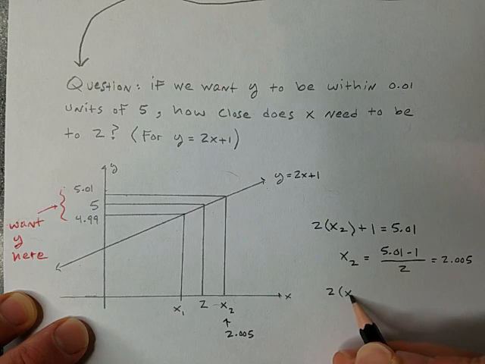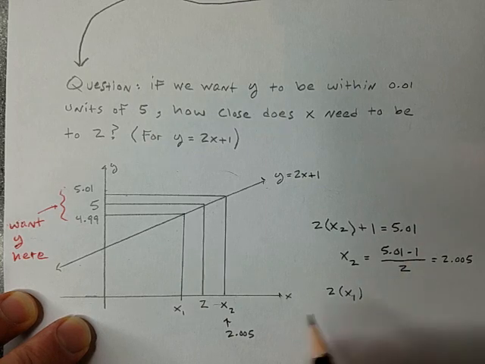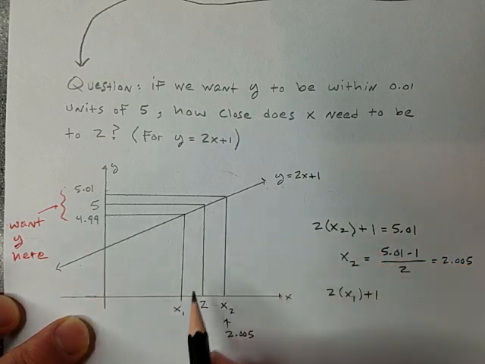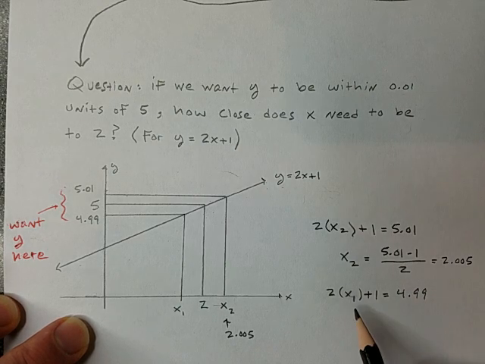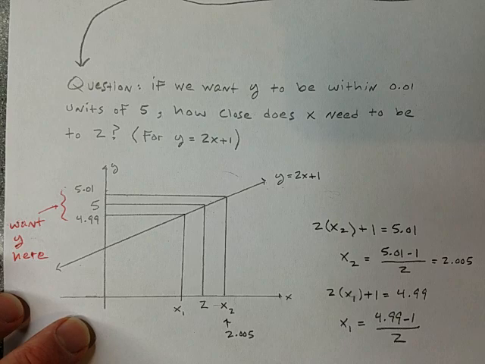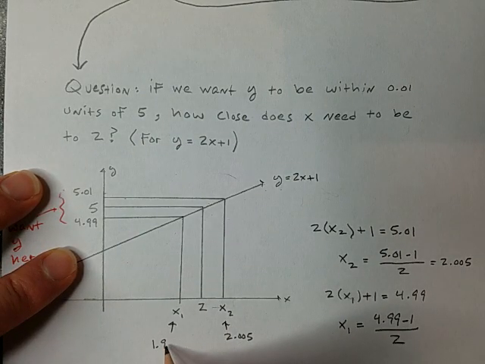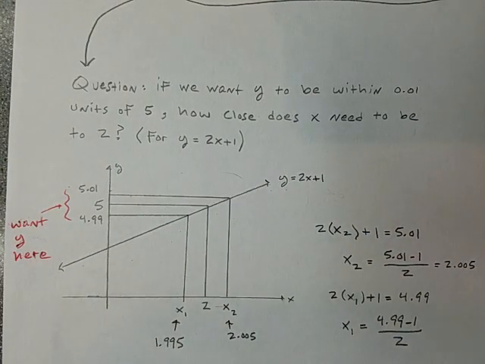So 2 times this number x1, 2 times x1, that number right there, plus 1, that will give me y to be 4.99. See how that's linked together, so 4.99. All right, we'll solve for x1, and that will involve doing this and this, right? And then we get for that 1.995. So that number right there, 1.995. So that's where my x is going to have to be.